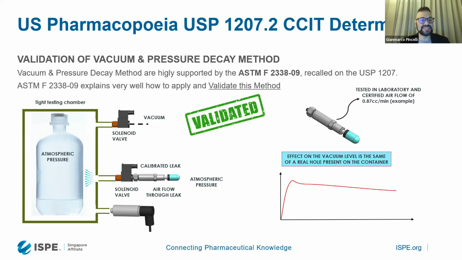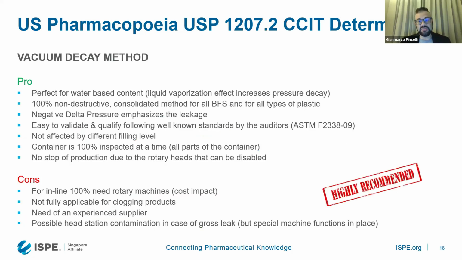So this is really easy to validate. You have certified leakers, you can activate them, and you can demonstrate to the auditor that this calibrated leaker is certified. You can also measure the airflow in front of them if they want. In this case, the validation and qualification of the method is really, really strong, and it is not affected by the container, by the thickness of the wall, for example.